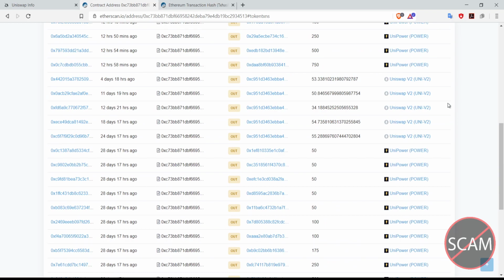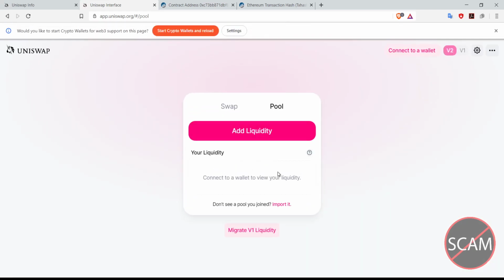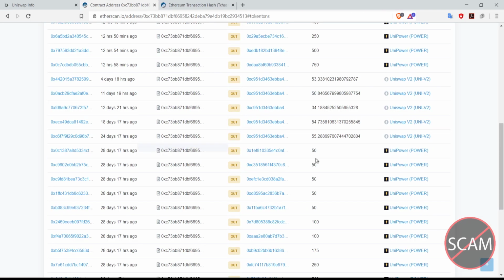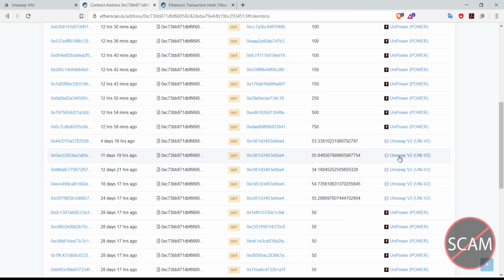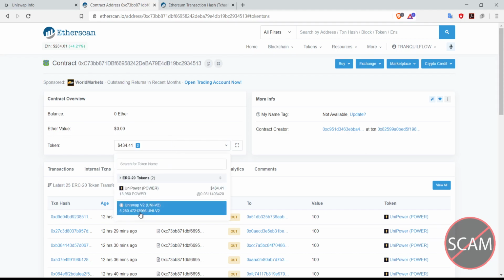And so, I'll just go back, when you add liquidity to the pool, you'll get what's called a pool token. This usually is called something like Uniswap V2, Uni V2. And that's basically representing your ownership of the pool.